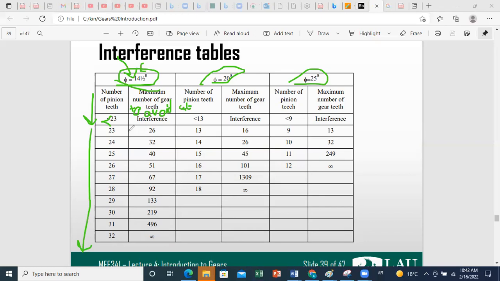Now, here, for each number of teeth, you can read the corresponding maximum number of gear teeth in order to avoid interference. If you exceed this number, then you will have interference. So you always try to limit yourself to conditions without interference.